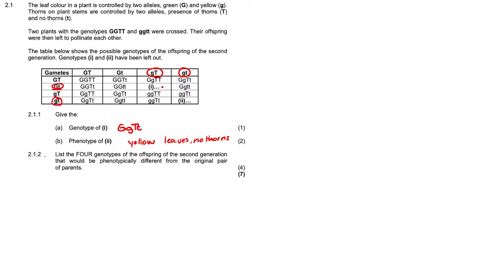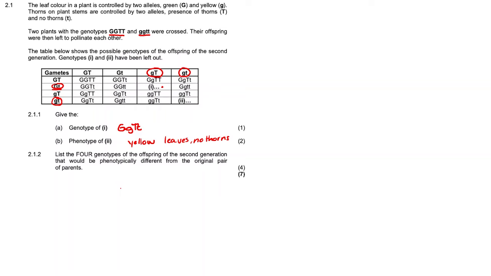Question 2.1.2. List 4 genotypes of the offspring of the second generation that would be phenotypically different from the original pair of parents. So the parents' phenotypes are homozygous dominant, therefore green leaves and thorns. And this is crossed with homozygous recessive, so yellow leaves and no thorns. Therefore, the ones that are phenotypically different would be either green leaves and no thorns or yellow leaves and thorns.